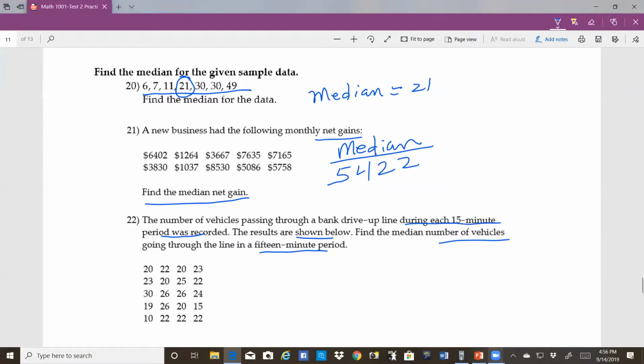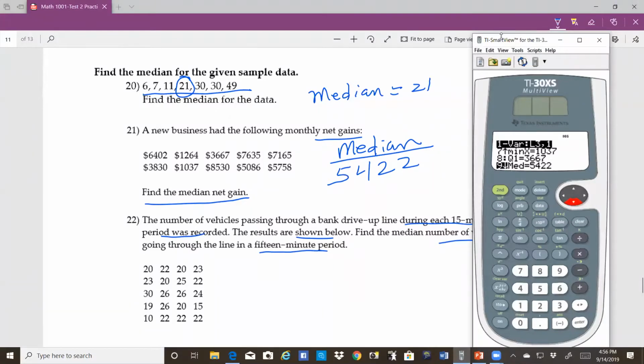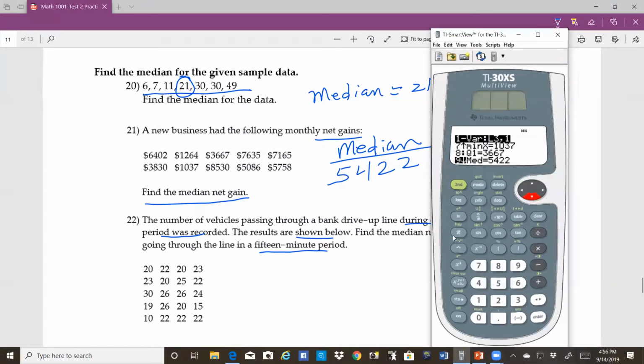Here again, I'm going to do this at the calculator. And I'm going to go data. And I'm going to clear what's in L1. And I'm going to put the data in: 20, 22, 20.